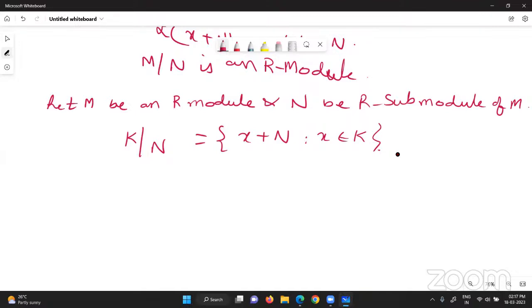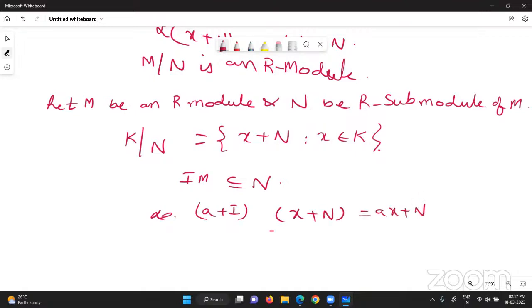Let M be any R module. We have discussed the product, no? If IM is a subset of N, then M by N can be treated as an R by I module by defining (a plus I) into (x plus N) is ax plus N. So like this, it is known as an R by I module.